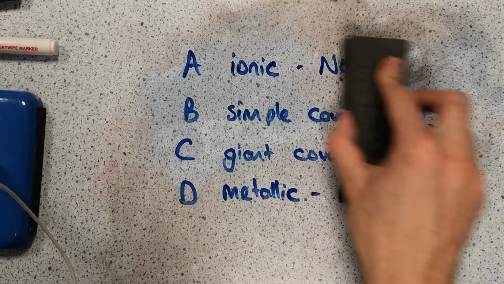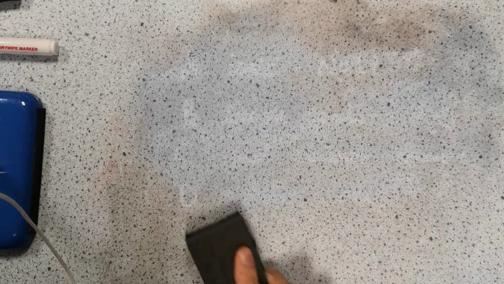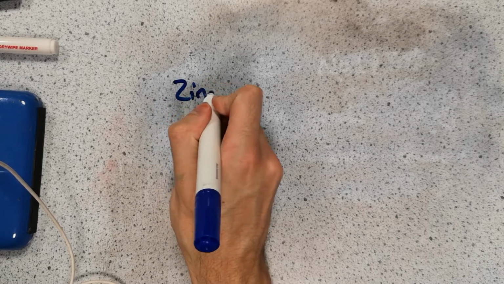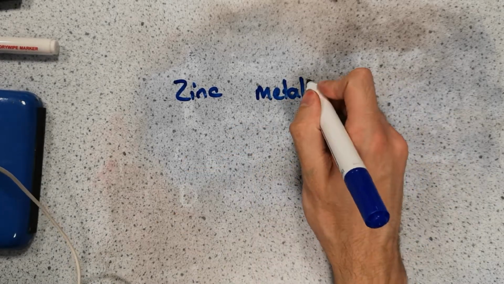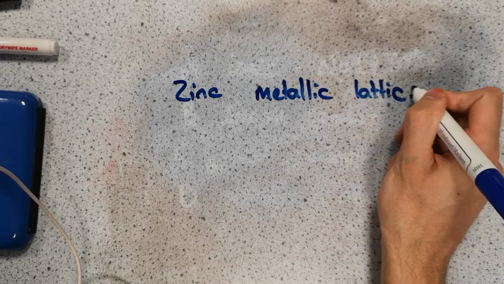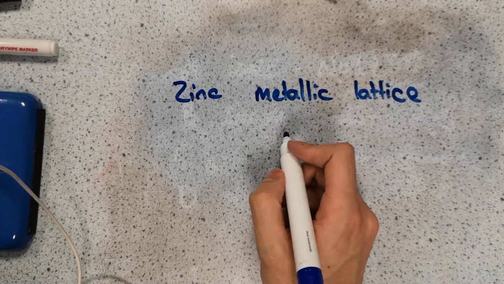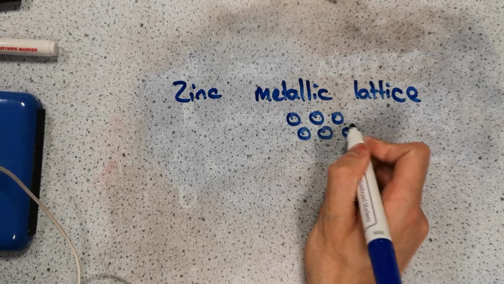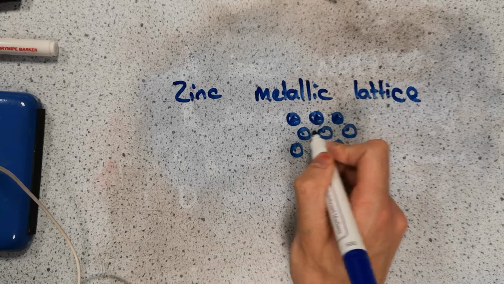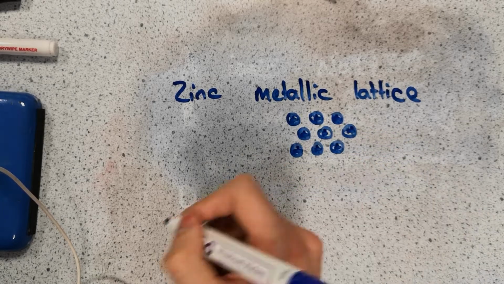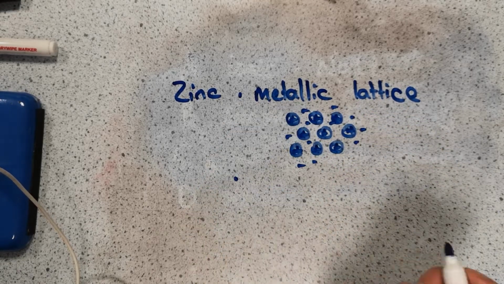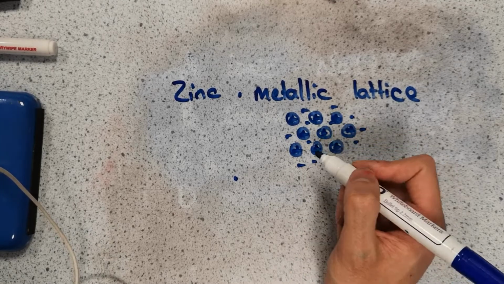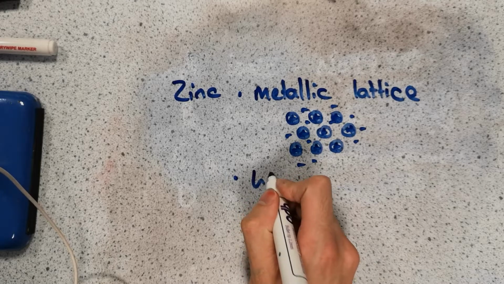In exercise 10, we have to predict the structure, melting point, and electrical conductivity of each of these compounds. It starts with zinc, which is a metal. So it will have a metallic lattice as its structure. Metals, we've already seen on a previous question, form these nice little lattices. I've only put pluses here. Zinc forms 2 pluses with delocalized electrons. Metals have very strong bonds. This is a strong electrostatic attraction, so it will have a high melting point.